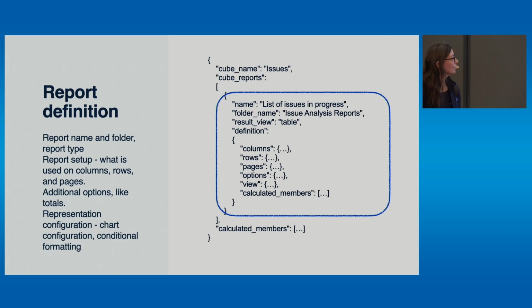Here is a report definition, in a very collapsed way. It's actually a very long one, and I collapsed it. It could have several reports; I have only one. It shows the name, where it's stored, and how it should be visible. It also shows details: what is used in columns, rows, pages, what options are used, for example, totals, and how it's represented via how a view setup is configured. It also includes calculated members with all the definitions, both report-specific and shared, both predefined and user-defined calculated members.